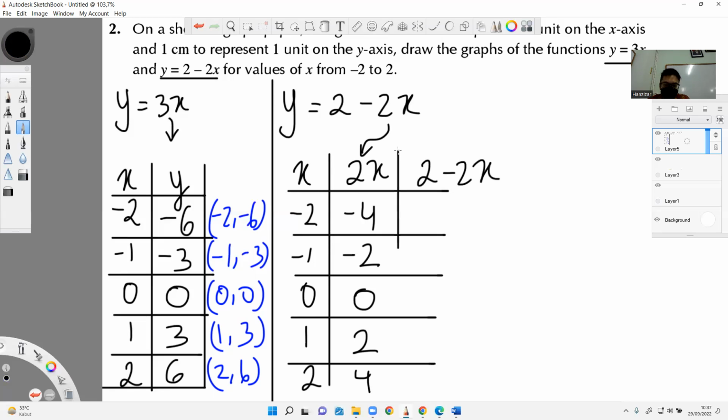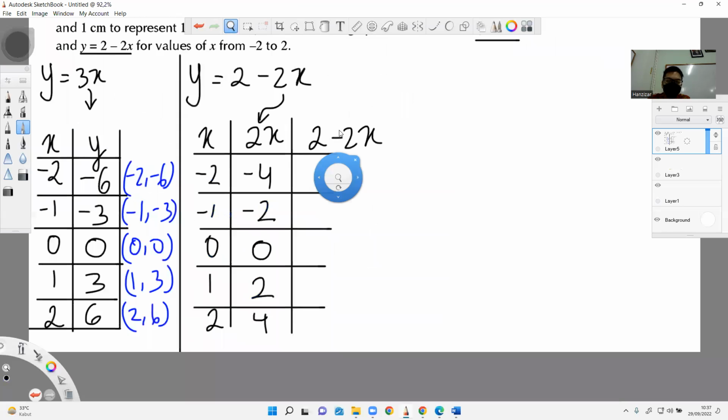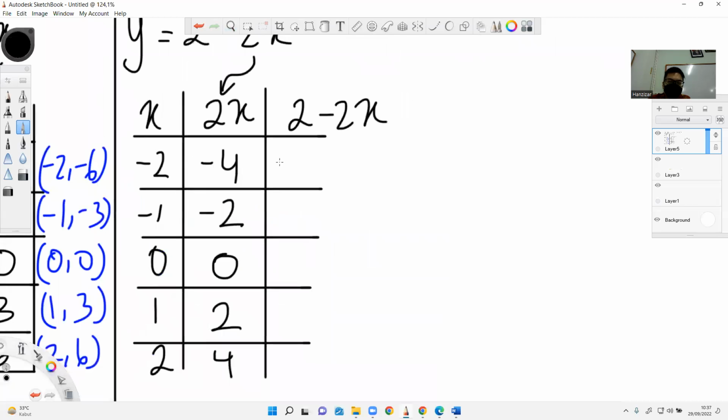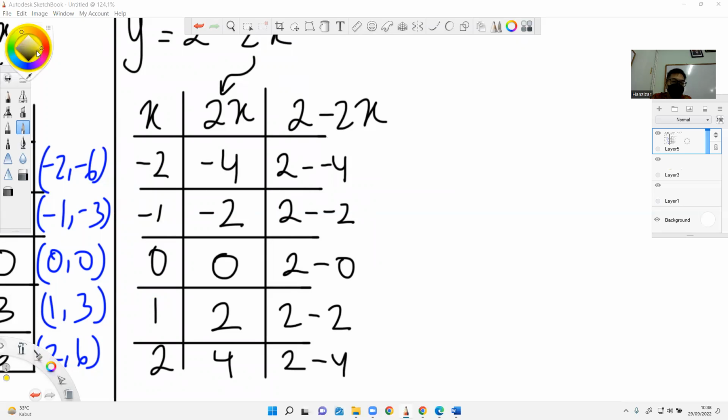Nah, lu harus hati-hati nih guys, nggak bisa langsung. You cannot do it directly because it will be very, very complicated. 2 minus -4, right? 2 minus -2, 2 minus 0, 2 minus 2, 2 minus 4. Understand, guys? You just switch the 2x here by this number.